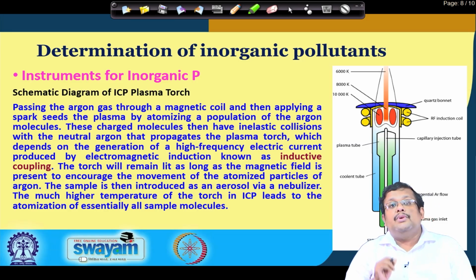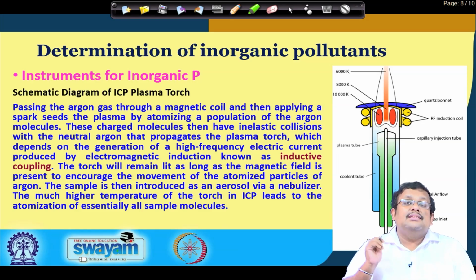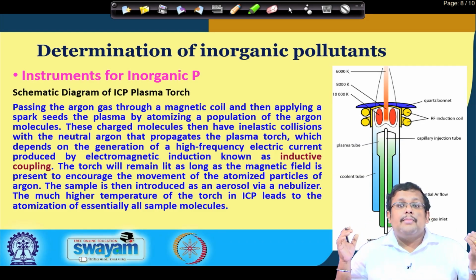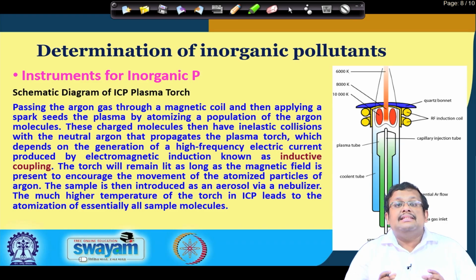Now, the torch will remain lit as long as the magnetic field is present to encourage the movement of the atomized particles of the argon. As soon as it is switched off, the torch will not be working anymore. The sample is then introduced as an aerosol via a nebulizer. The much higher temperature of the torch in the ICP leads to the atomization of essentially all sample molecules.